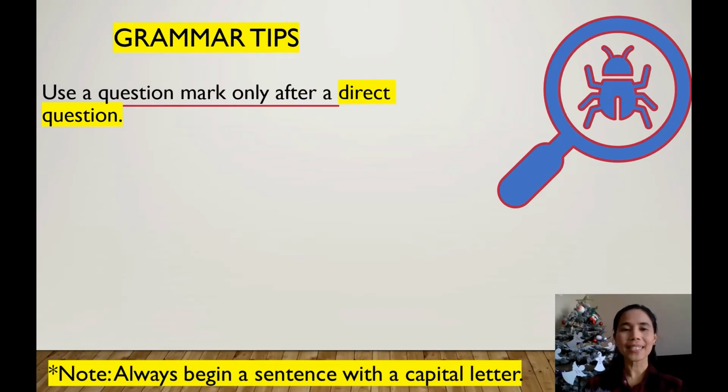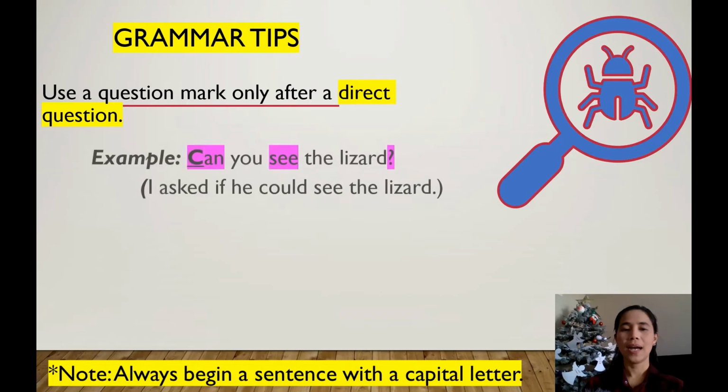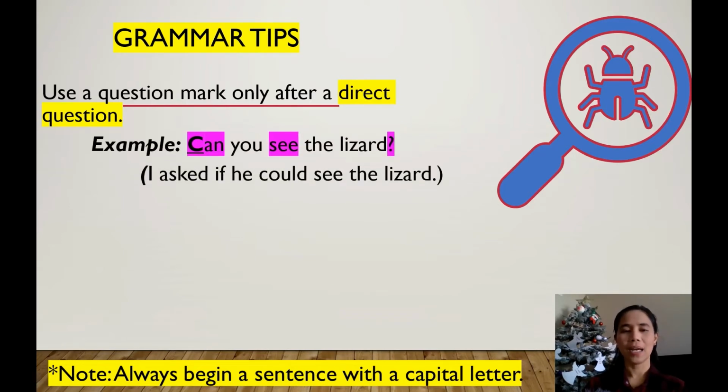Before we go to the next type of sentence, let's take a look at these tips. First, use a question mark only after a direct question. What does this mean? Here's an example. Can you see the lizard? Notice that we end the sentence with a question mark, and it begins with a verb. Can see. Can is a helping verb and see is the main verb. And then if we put them together, we could say, can you see the lizard? So that makes it a direct question.